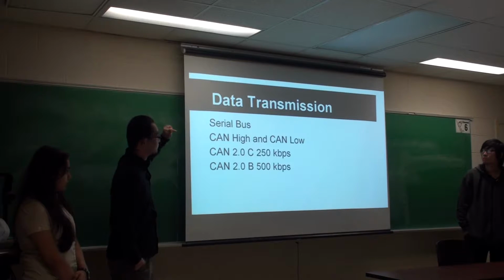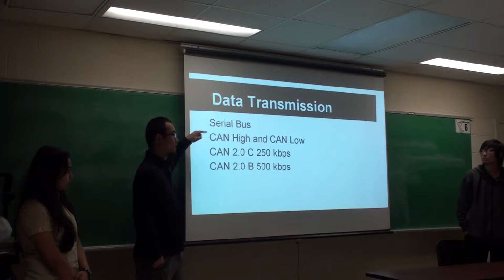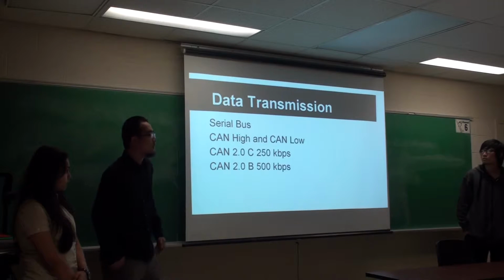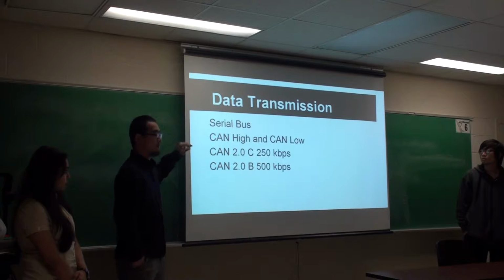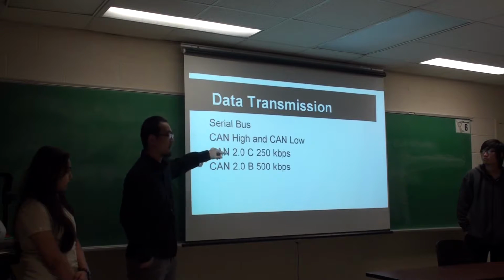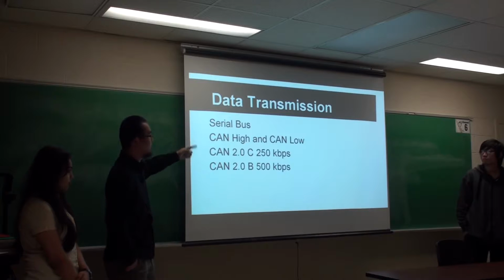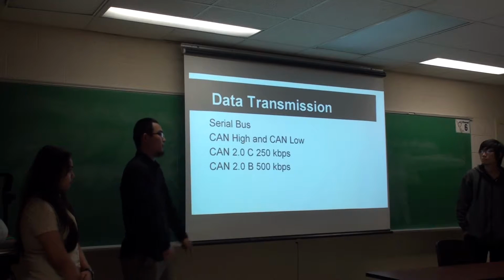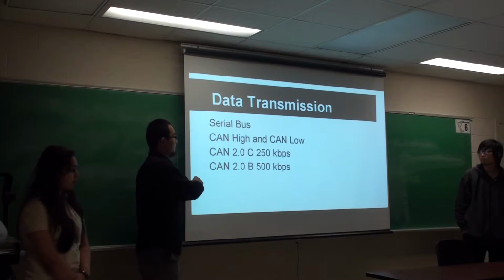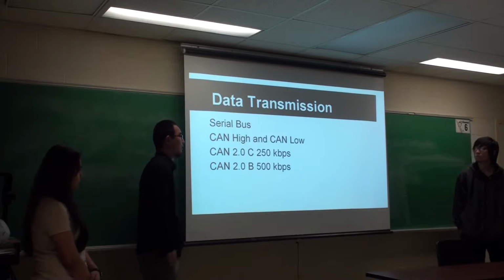The data is only transmitted on two lines, which are CAN high and CAN low, but they only transmit one data at the same time. For example, when CAN high is high and CAN low is low, you compare the two and get only one data from the data line.